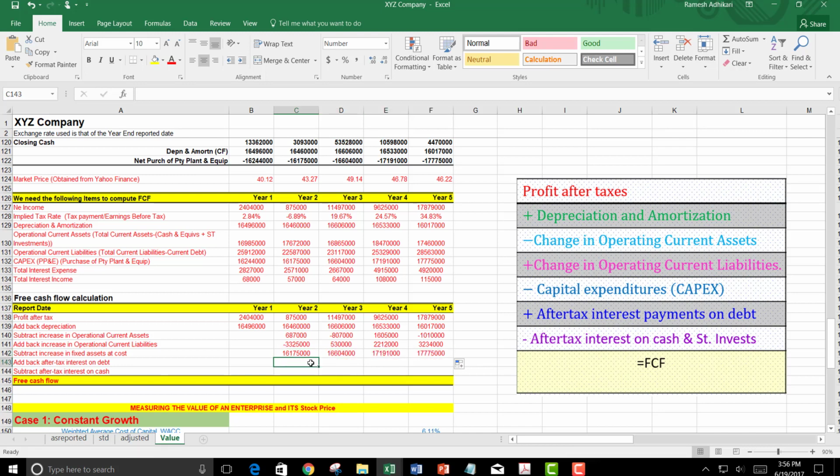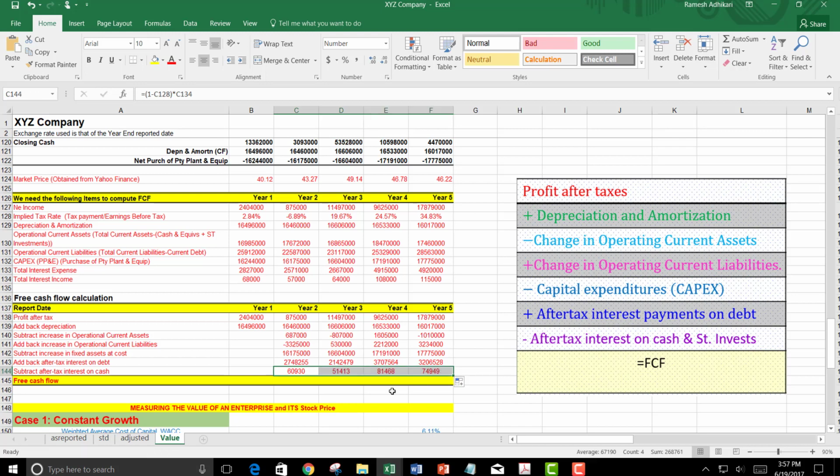And now we need after tax interest payment on debt. And how do we calculate this? This is after tax, always equals 1 minus tax rate, right, times the interest expense. That gives us after tax interest payment on debt. And next we compute after tax interest on cash and short-term investment. That is also 1 minus tax rate, right, times interest income. So that gives us after tax interest on cash and short-term investment.